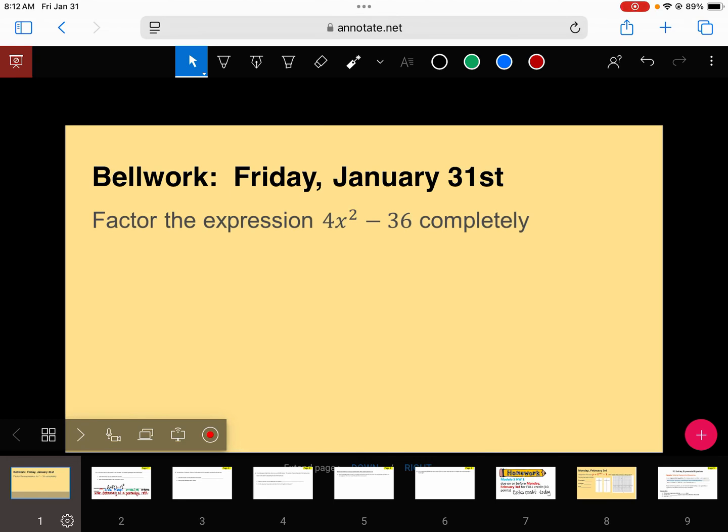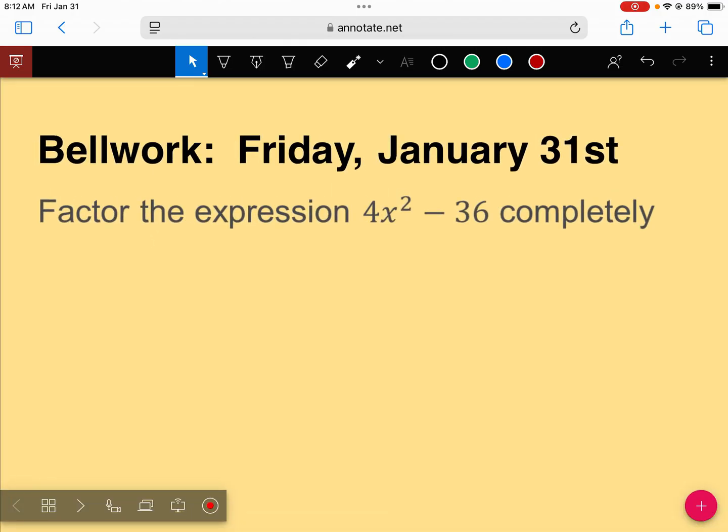Look for a common factor. So let's look at these two. We have 4x squared and 36. Does anyone know what the largest number is that I can take out of both of these numbers? 4. Thank you.